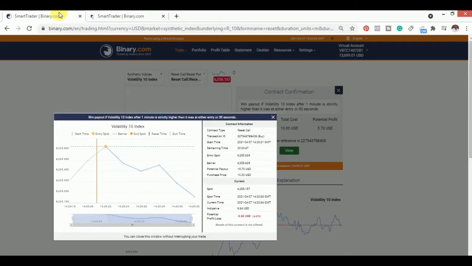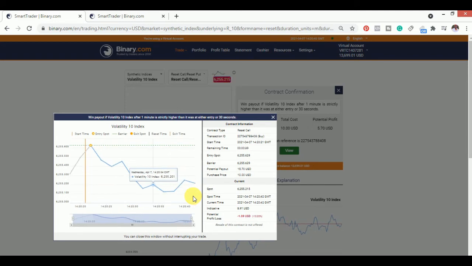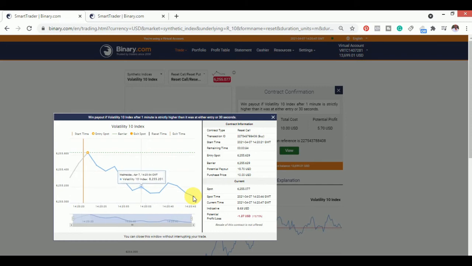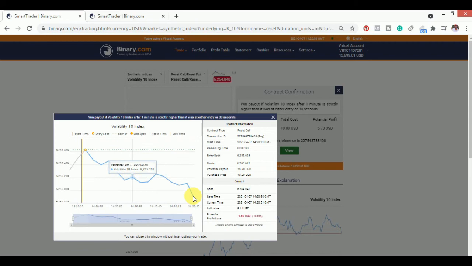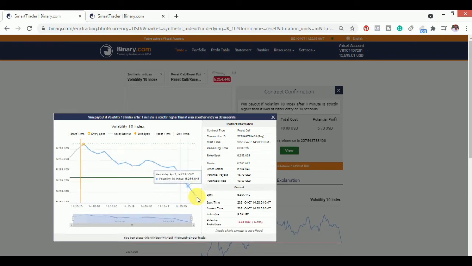Let me open another account here. And now, why open another account? I want to attempt placing the same trade, but differently, like the same trade in a different direction. All right, okay, look at where this one is now.